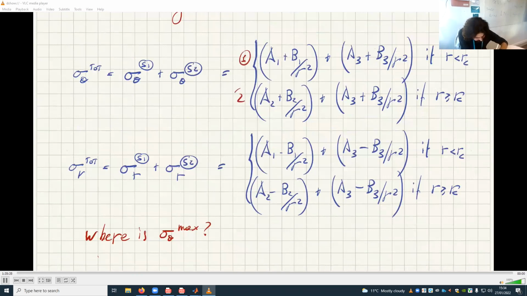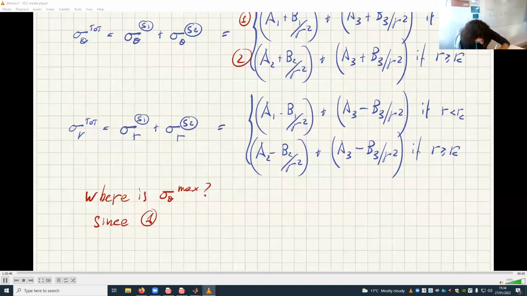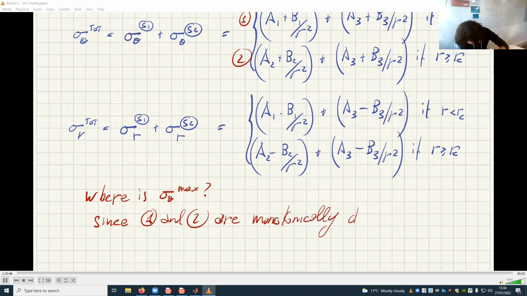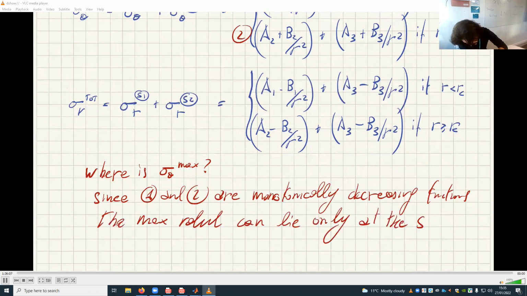1 and 2, since 1 and 2 are monotonically decreasing functions, the maximum value can lie only at the start. And since we have two branches, it's the start of the first branch or the start of the second branch.